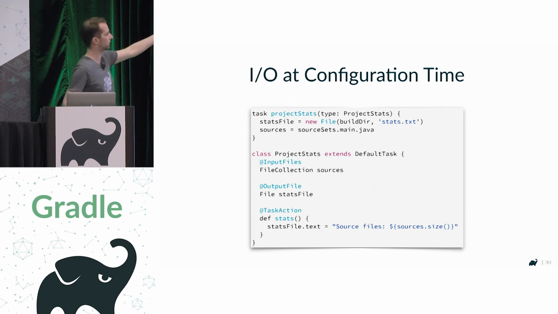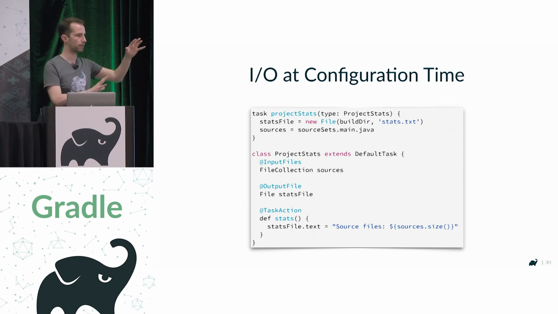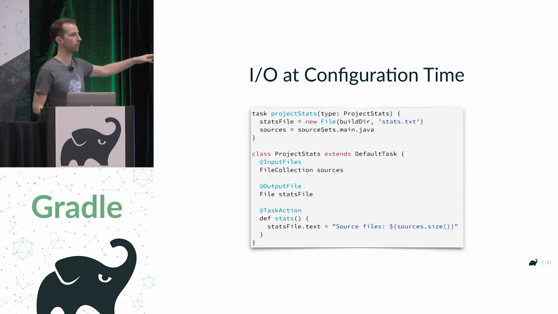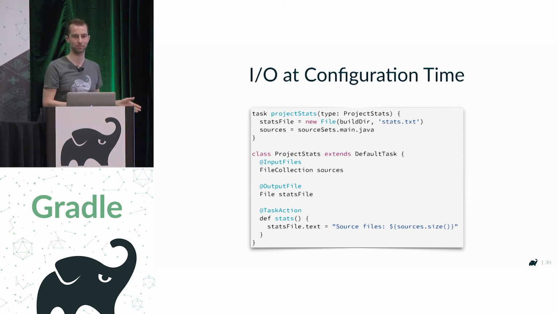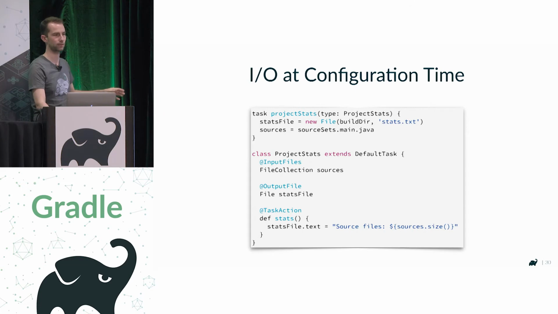And then in my project's build script, I just say, Gradle, please create me one of those project stats tasks, and the sources is src/main/java, and the output file is stats.txt. So a much nicer separation of concerns. And that way, there's no way that I can accidentally break configuration time because it's clearly separated. The heavy lifting is in the task action. There's no way to mess it up. So always prefer custom tasks.